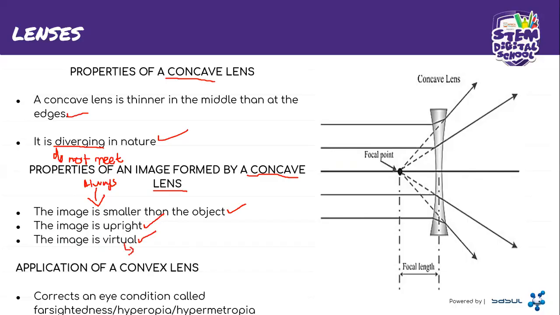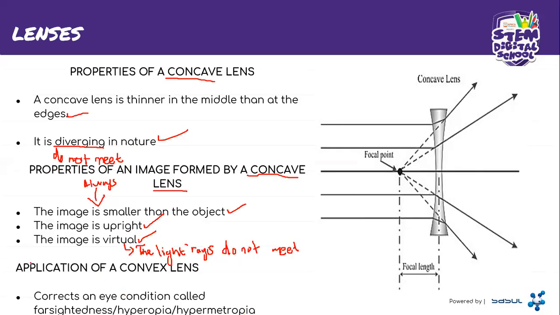And the image is virtual. Why are we saying it is virtual? We can ask you this. Because the light rays do not meet. A virtual image is an image that is formed when the light rays do not meet. So it is virtual. The light rays do not meet. And hence we said it is diverging in nature because the light rays do not meet. So those are the three properties of an image that is formed by a concave lens.